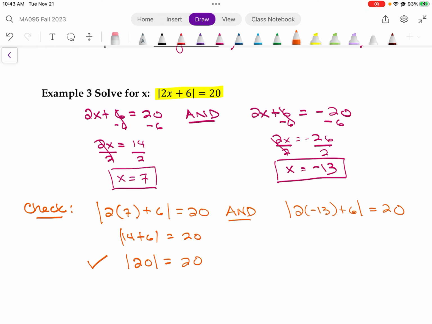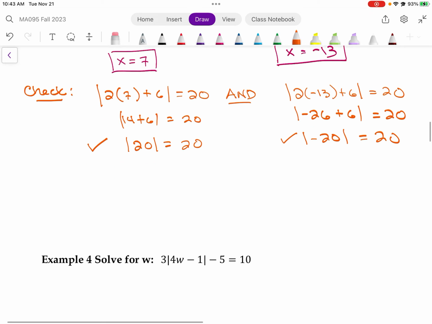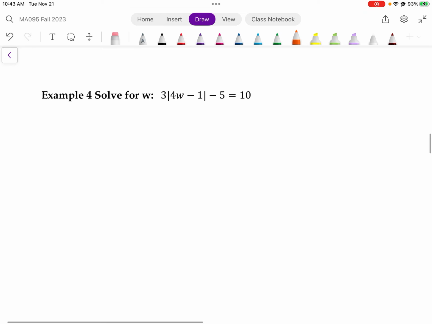The other one, we've got the absolute value of negative 26 plus 6 equals 20. So the absolute value of negative 20 equals 20. Is that true? Yes, it is. The definition of absolute value is that it makes everything positive. So they are both true. That's why there are two answers. All right, so let's continue on and do a couple more of these.